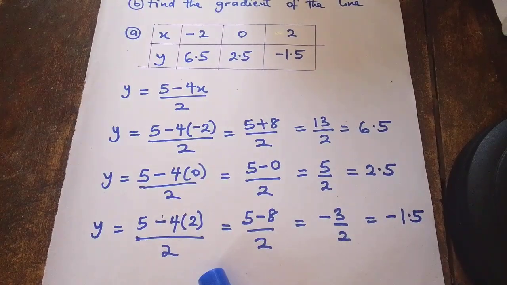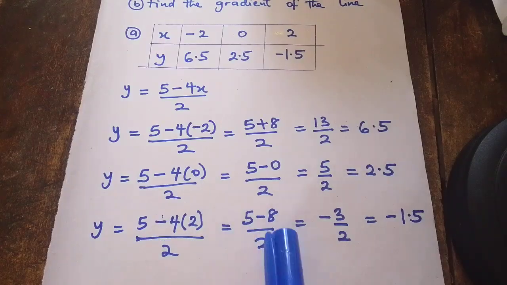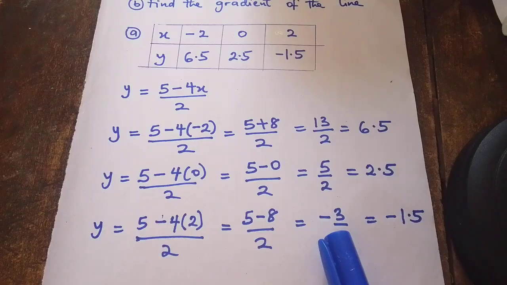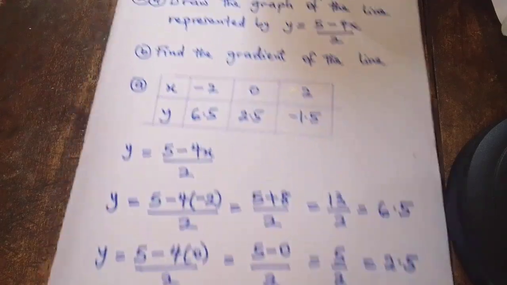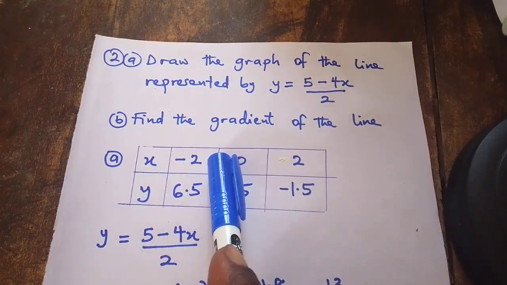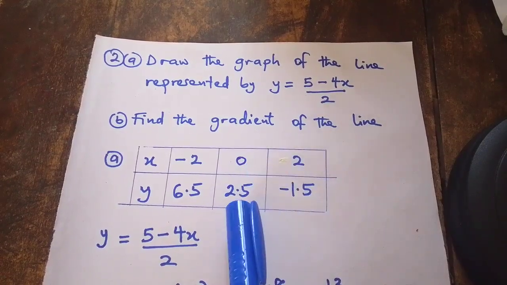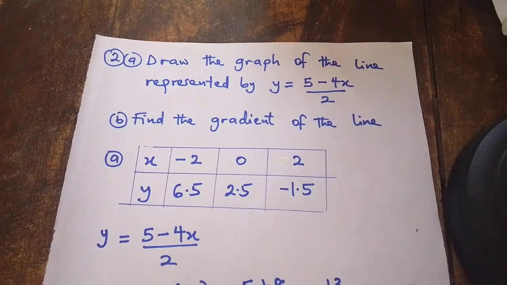Then when x is 2, what will be the value for y? We have 5 minus 4 times 2 over 2. 4 times 2 is 8 over 2. 5 minus 8 will give us minus 3 over 2. Minus 3 divided by 2 will give us minus 1.5. Now, you are going to plot the graph. So when x is minus 2, y is 6.5. When x is 0, y is 2.5. And when x is 2, y is minus 1.5.